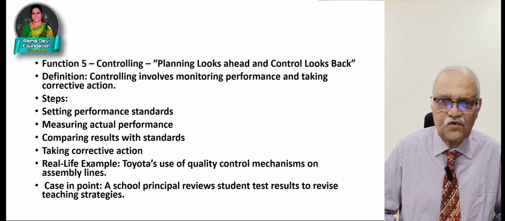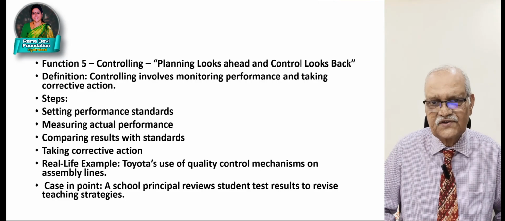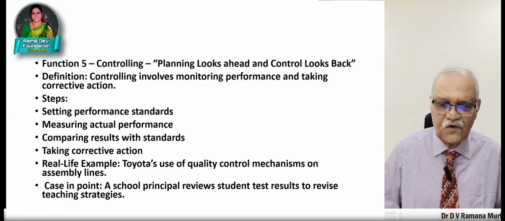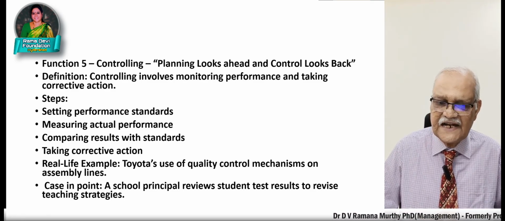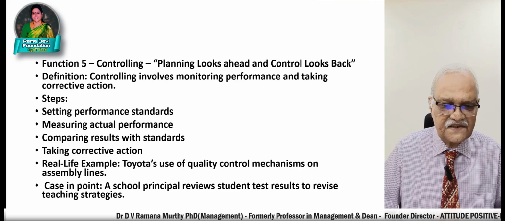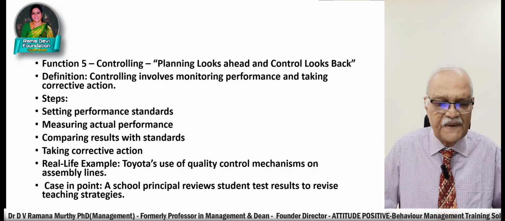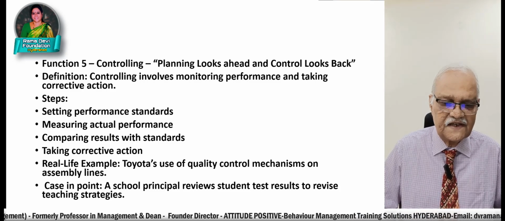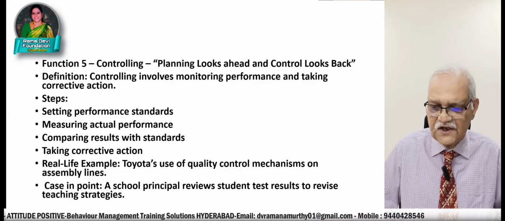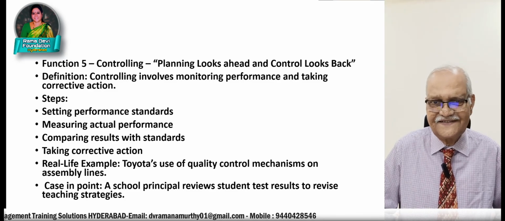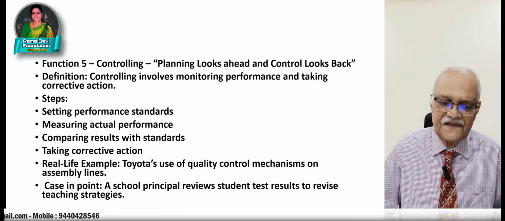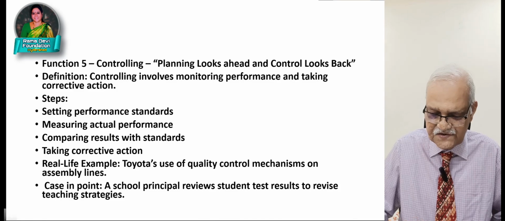Function 5, controlling. The saying goes like this: planning looks ahead and control looks back, meaning that controlling involves monitoring performance and taking corrective action. The key steps here: one is setting performance standards, second is measuring actual performance, third is comparing results with standards, and fourth, taking corrective action. For example, Toyota's use of quality control mechanisms on assembly lines. A case in point here is a school principal who reviews student test results to revise teaching and testing strategies.